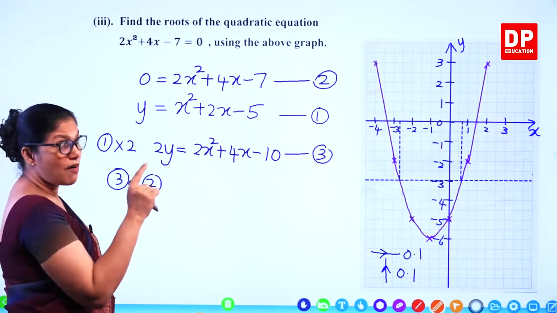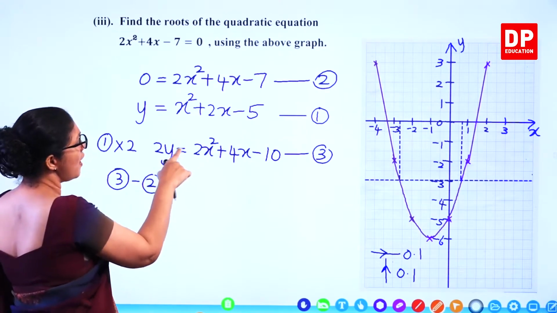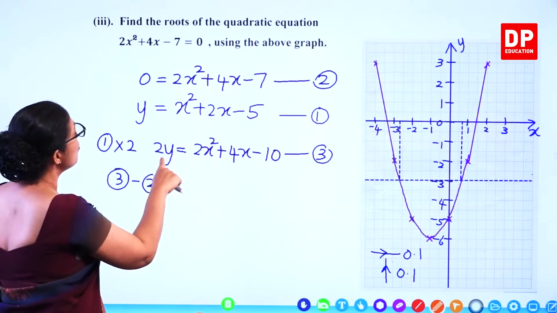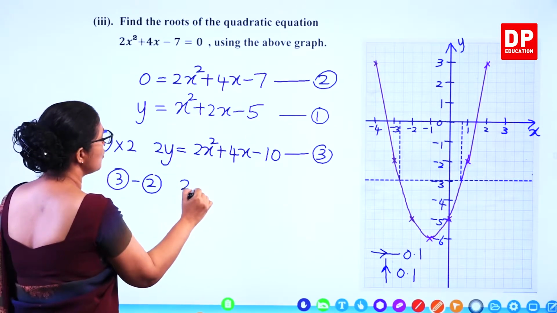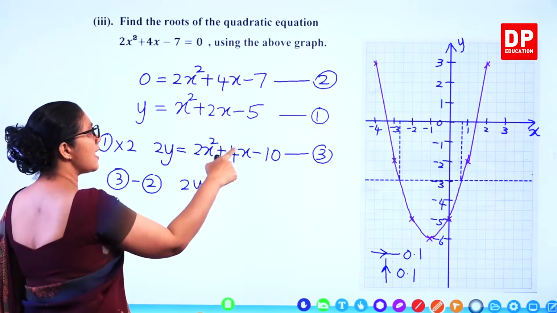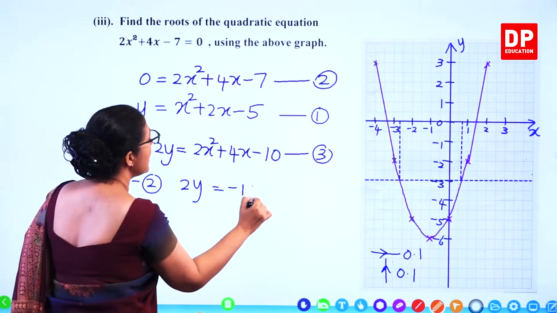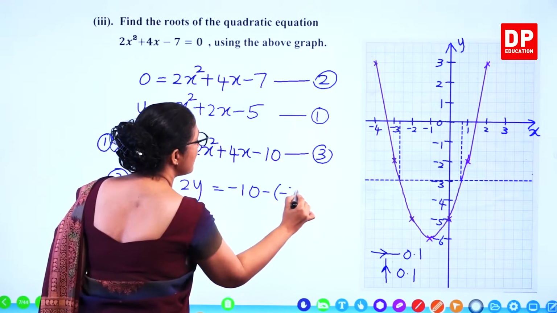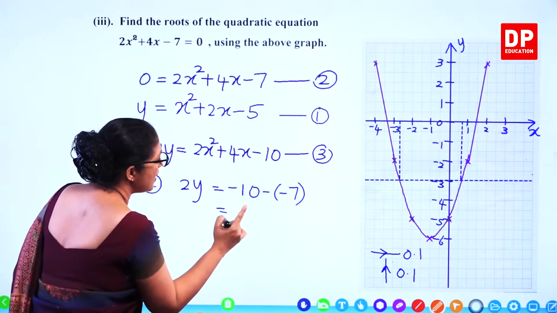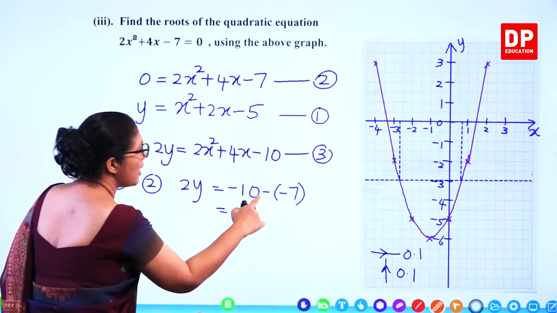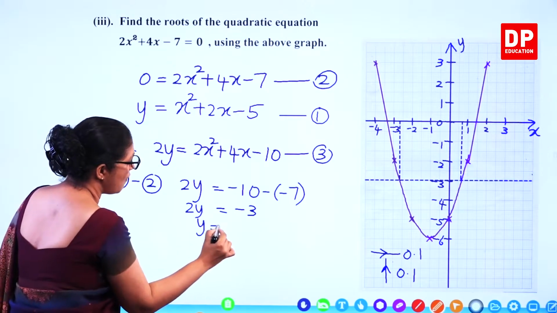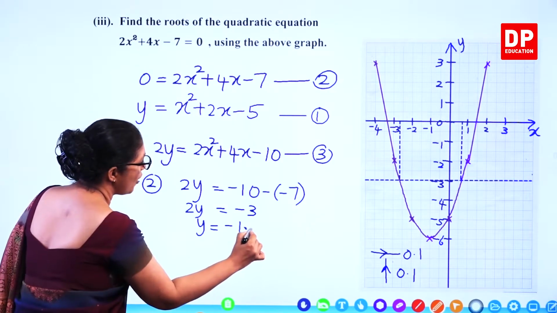Because we have to use the graph, in terms of y, we need to find the x values. So 2y minus 0, you get 2y. 2x squared gets cancelled out, 4x also gets cancelled out. Minus 10 plus 7, minus 3. So 2y equals minus 3, and y becomes, dividing by 2, minus 1.5.